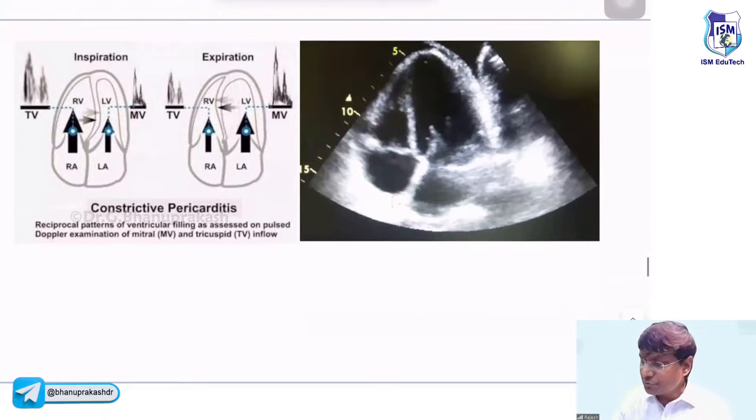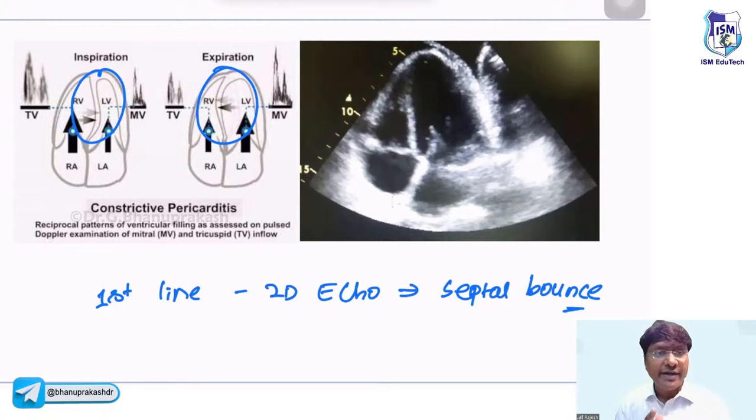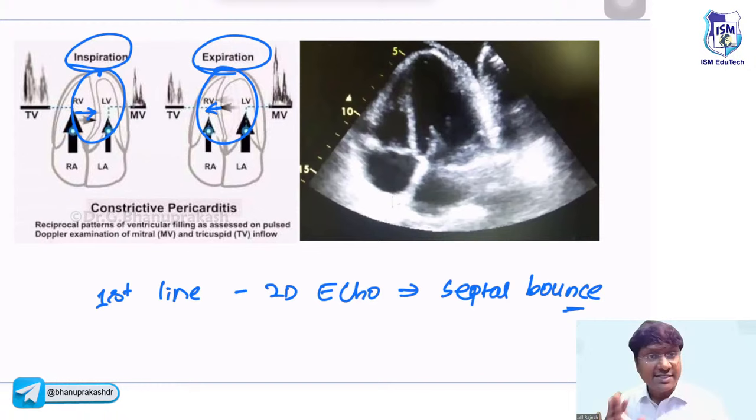Another important first-line investigation in patients with constrictive pericarditis is the 2D echo. And what will the 2D echo show you? The 2D echo will demonstrate the septal bounce. What exactly is the septal bounce? The interventricular septum will be shifted towards the left ventricle during inspiration, and the interventricular septum will be shifted towards the right ventricle during expiration. This is what is called the septal bounce.